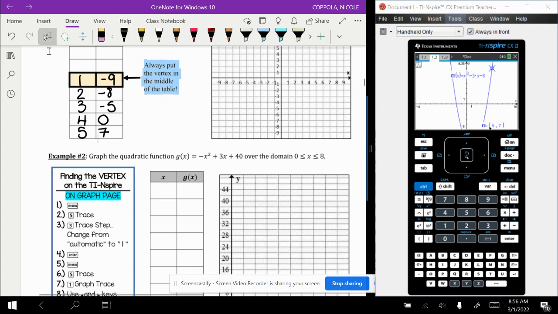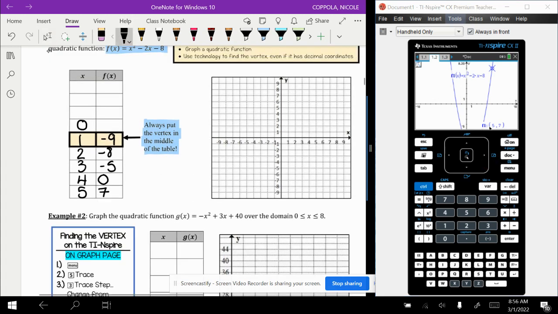Because this is my vertex at 1, -9, if I go backwards in my table, so 0, -1, -2, -3, I can create some symmetry here. So I know at 1, -9, I've got my vertex. At 2, -8, I will plot a point, and because it's symmetrical, I'll also have 0, -8. See that connection there? I'll do the same thing here. So my next spot here would be -5. And I could do it again. I have 0 and 0.